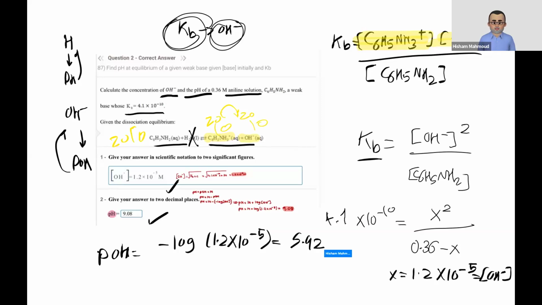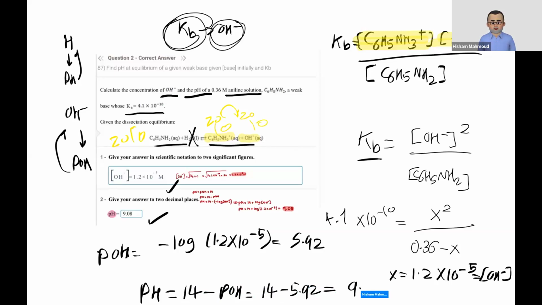What is the relation between pH and pOH? pH is equal to 14 minus pOH. That's equal to 14 minus 5.92. That's equivalent to the answer, which is 9.08.